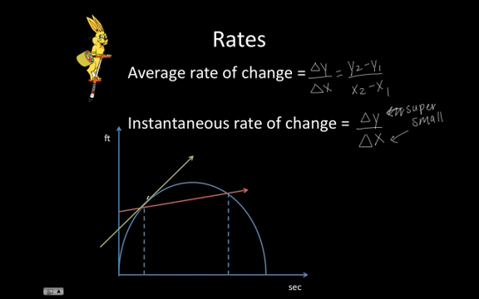Now, if you think of this geometrically, you can notice from this graph that the instantaneous rate of change is equal to the slope of the line tangent to our function at this point.